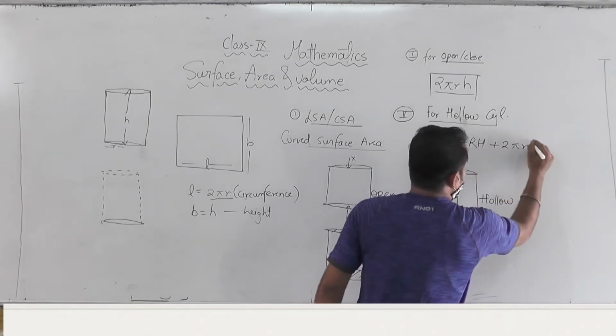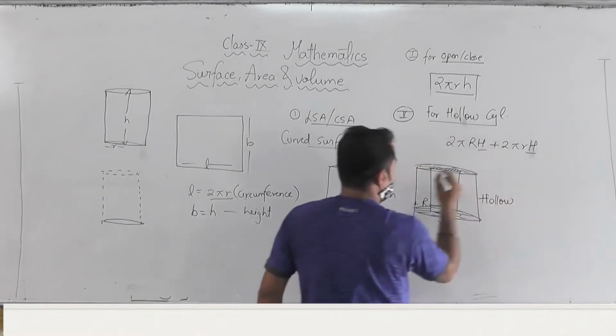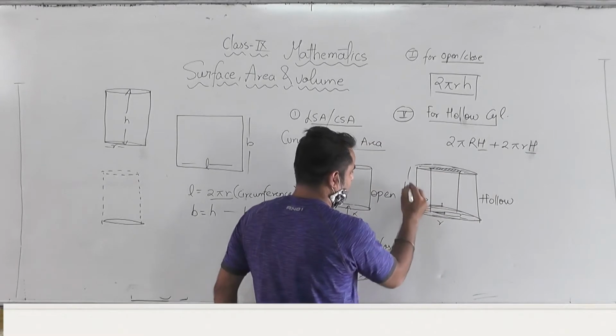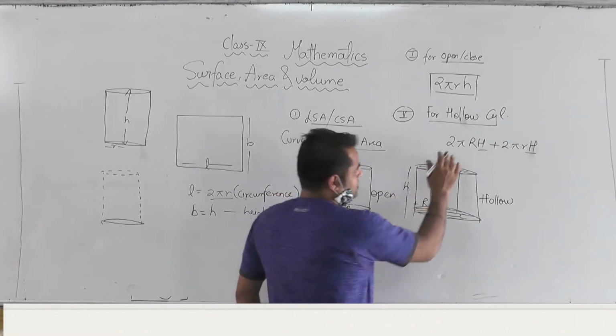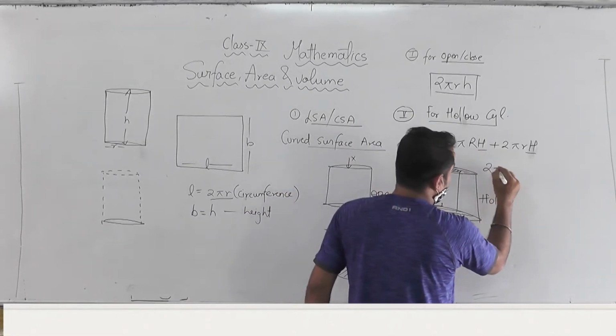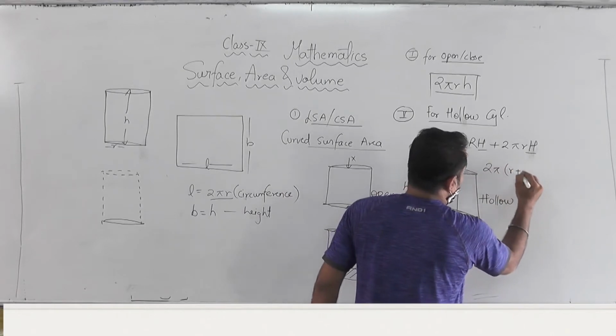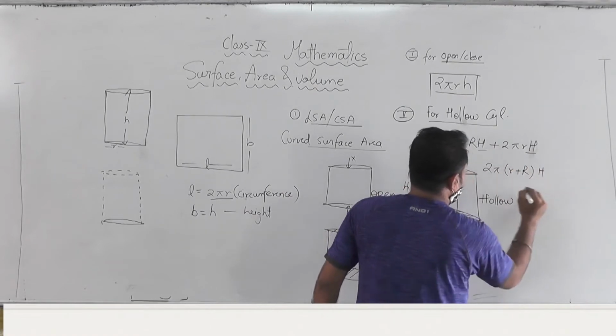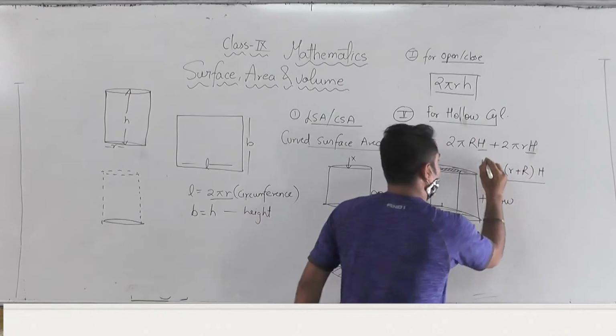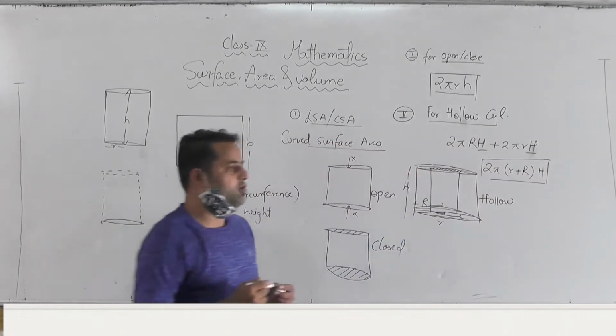Now remember this, H is the same; height is the common thing in both cylinders. So we took 2 pi H common. So 2 pi (R plus R)H, this would be your total curved surface area of the hollow cylinder.